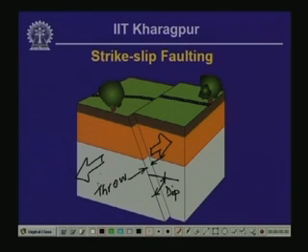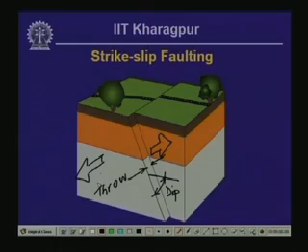So, if you are facing the fault plane, and the block that is ahead of you is trying to move to your left, then it is called left lateral fault movement, left lateral strike slip fault, while if a reverse fault movement takes place, then that kind of fault is given the name right lateral strike slip fault.